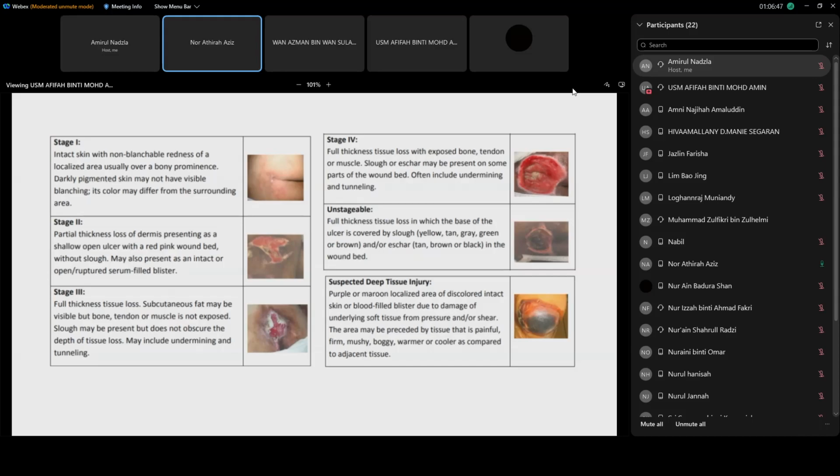And for unstageable loss, in which the muscle is covered by slough, and there is also the presence of some blood in the wound bed. And lastly is suspected deep tissue injury, when there is a purple or maroon localized area of discolored intact skin or blood-filled blister due to damage of underlying soft tissue from pressure. So the area may be preceded by tissue that is painful, firm, mushy, boggy, warmer, or cooler as compared to adjacent tissues.